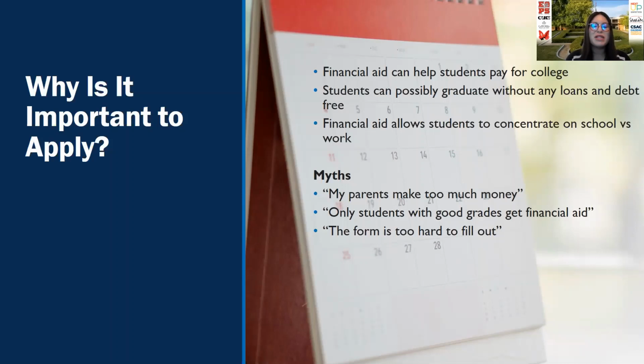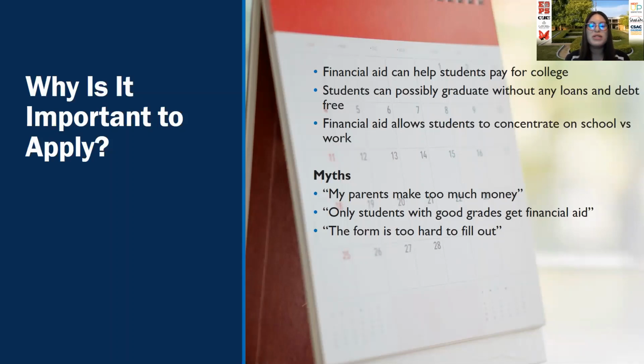So: my parents make too much money, only students with good grades get financial aid, and the form is too hard to fill out. So let's start with the first one. Let's debunk this. My parents make too much money. As we saw a few slides ago, the Middle Class Scholarship allows parents and families to make up to $184,000 and still qualify for some aid.